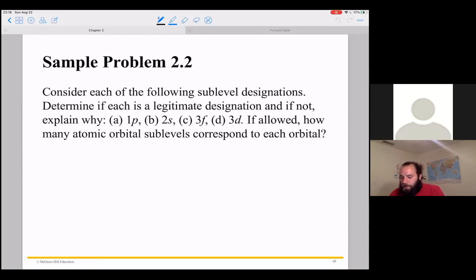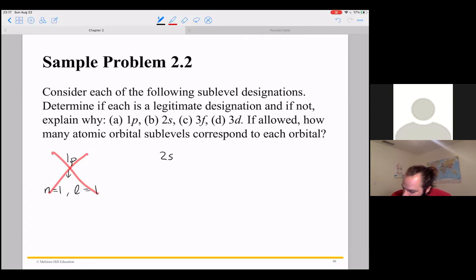So now let's see, based on the rules that we've learned, this is one of the things I could ask you: is this designation actually legal here? So 1p, is there such a thing as a 1p orbital? Well, what we could do is translate this into our quantum numbers and make sure that they obey the right rules. So this would be n equals 1 and L equals 1. That's not possible because remember the maximum value for L is n minus 1, or in this case, 0. So there's no such thing as a 1p orbital. What about 2s?